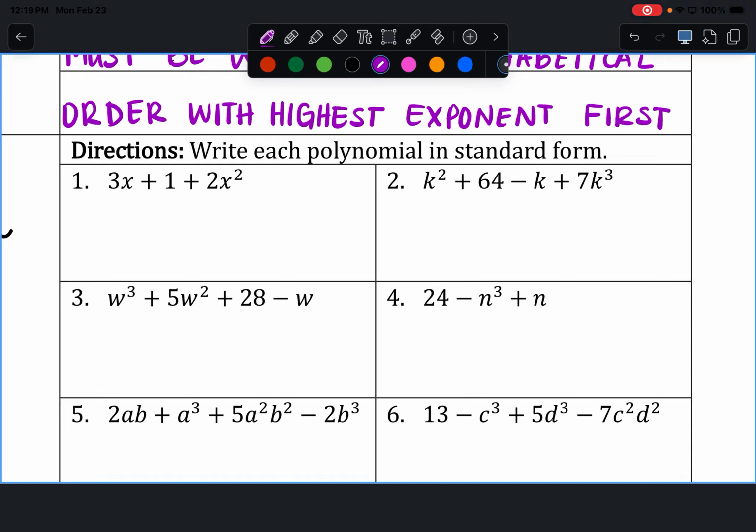Whenever we rearrange it, whatever the sign is in front of the number, that's the sign that's going to stay in front of the number. We just rearrange things.